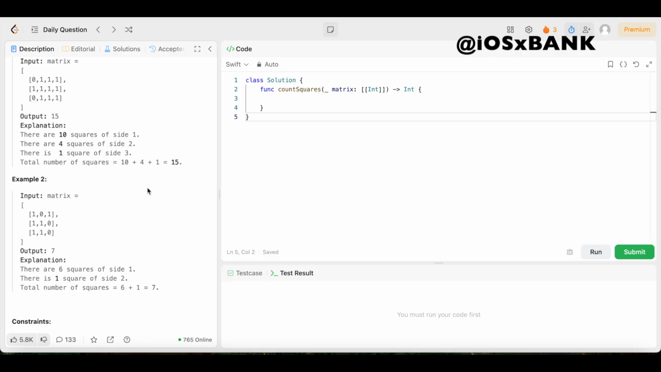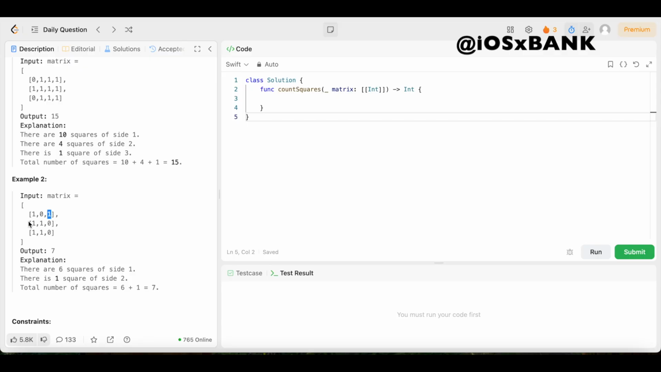So in example 2, we have our input matrix equals our 2D array of integers. This being the first row, 1, 0, 1. Second row being 1, 1, 0. Third row being 1, 1, 0. The output is 7. It says there are 6 squares of side 1, meaning we're just counting the ones because that is, each one counts as its own square.